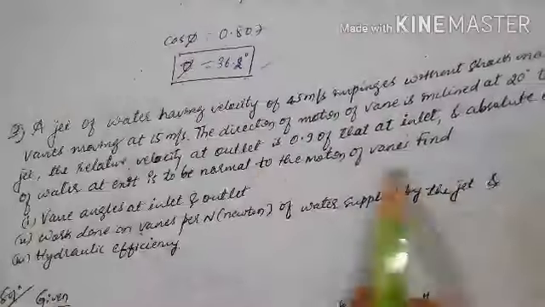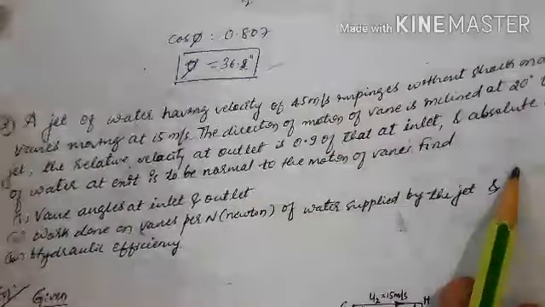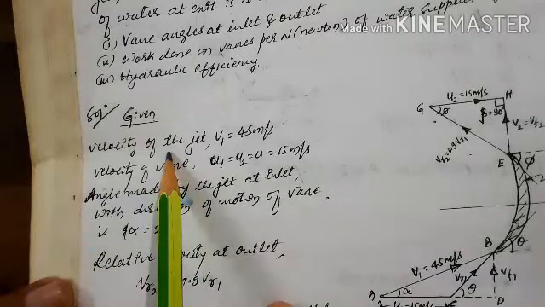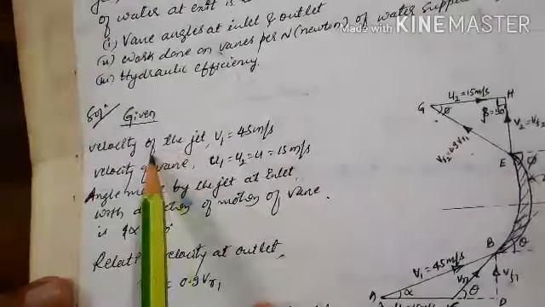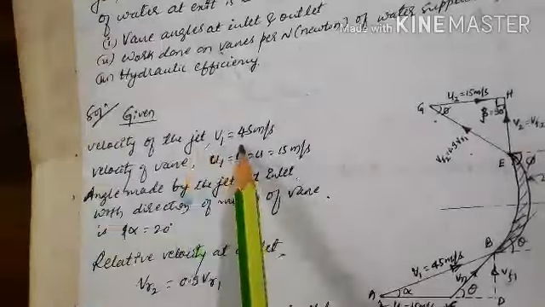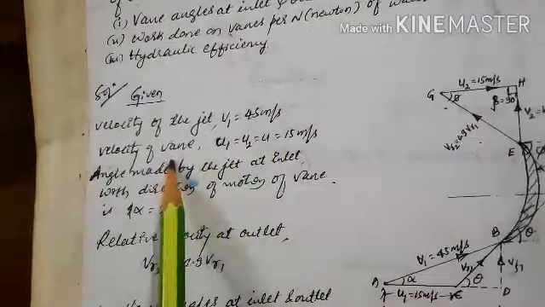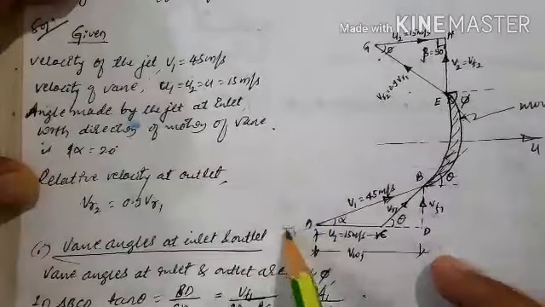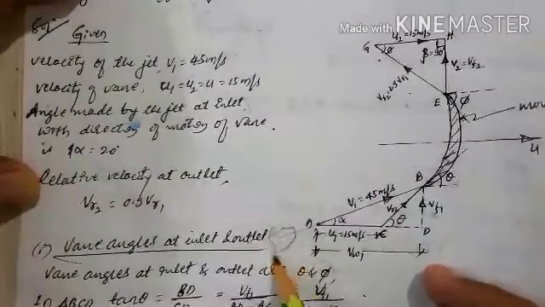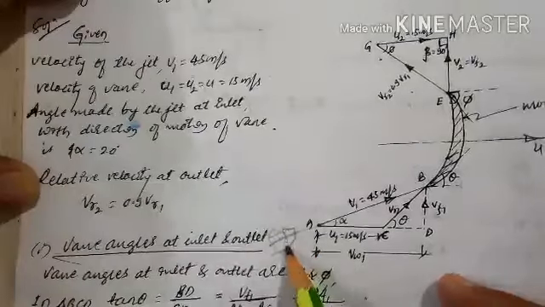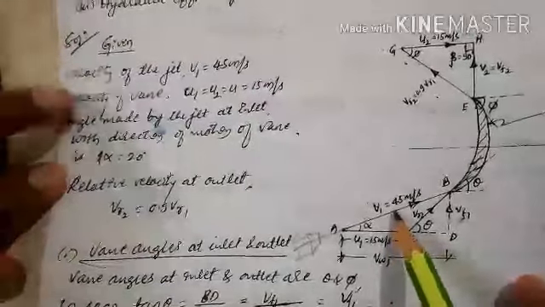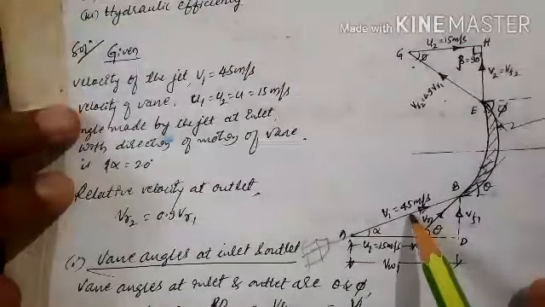Also find the work done on the vanes per Newton of water supplied by the jet, and the hydraulic efficiency. So here first try to understand the problem and what data is given here. The velocity of the jet is given, meaning from the nozzle the jet is coming out and striking the vane. Okay, so V1 is the absolute velocity before striking the vane, 45 meter per second.